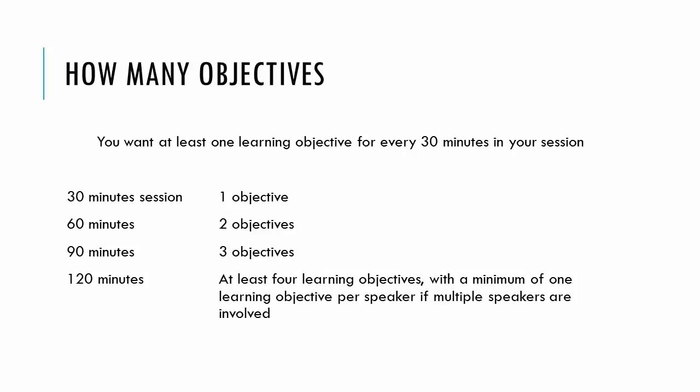When you're doing a panel discussion or an extended lecture where the material will be reviewed for 120 minutes, you will need at least 4 objectives with a minimum of 1 learning objective per speaker if you have multiple speakers involved. Your material may lend itself to more than 1 objective per 30-minute time slot, and it's definitely okay to have more objectives than are required per the time period.